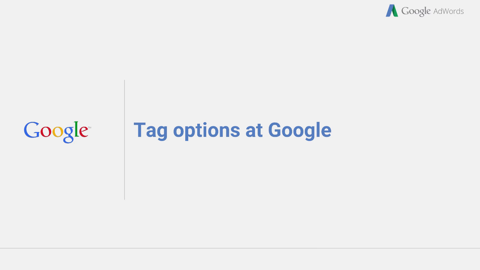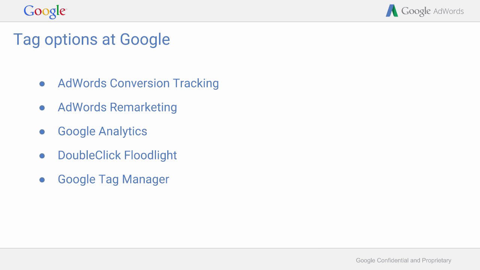Tagging your site to measure results and collect information about your visitors is a central part of digital marketing. At Google, we have several different tagging options that you can use. We'll briefly explain each of them in this video.